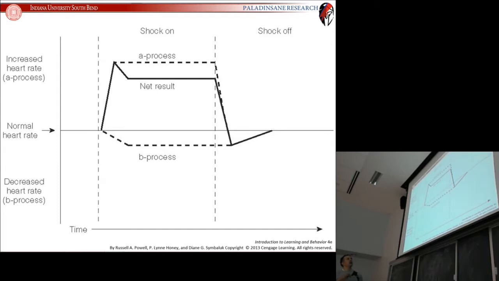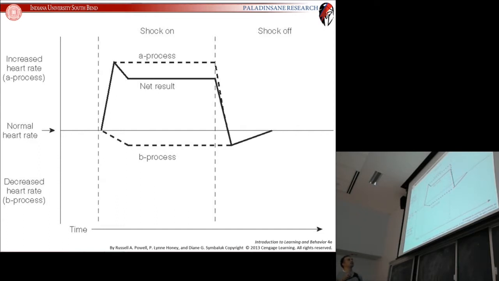And this net result is the sum of your A process and your B process. So the A process is pulling you up, the B process is pulling you down. So you can see that we get the initial A process pulling us up, and then as the B process pulls it down, we go down. And then when the B process and the A process level off, we get this net result. And then the other thing about the B process is that it's not as fast as the A process. You can see that the A process has a very rapid reaction.